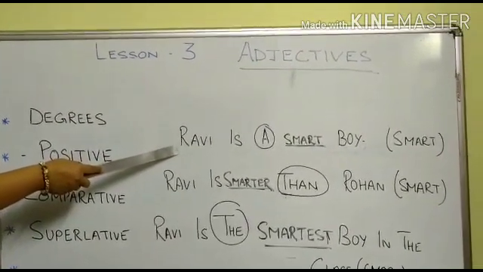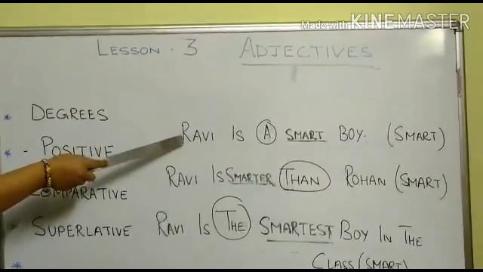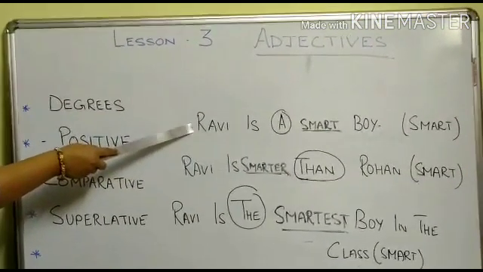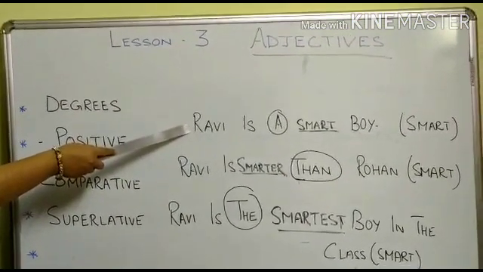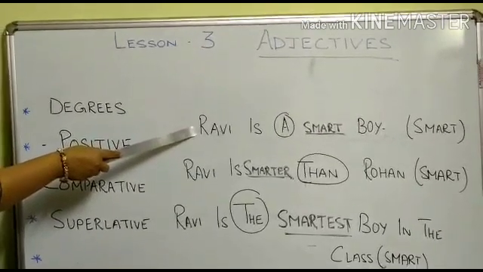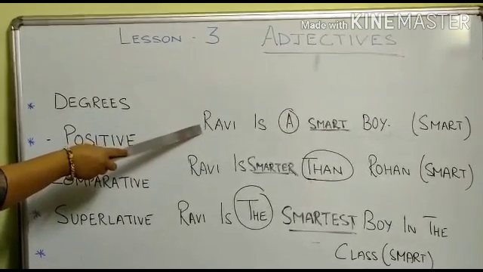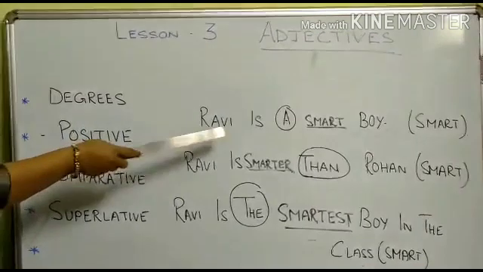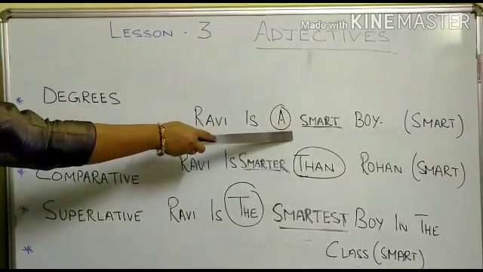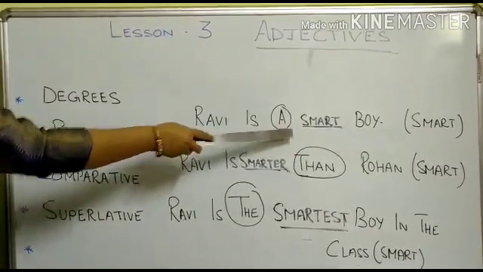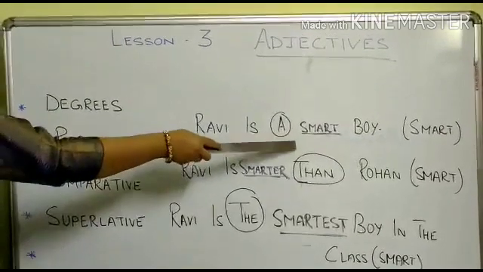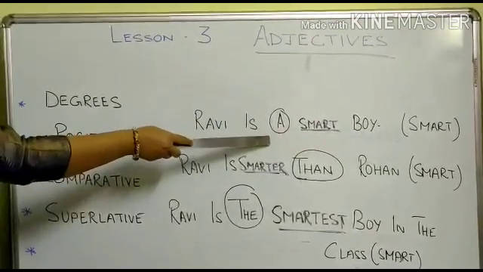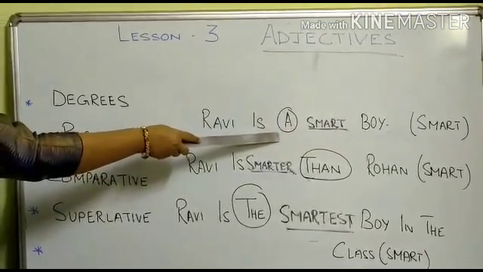I am explaining once again. If in the sentence there is no comparison, that is, nothing is compared between two things or a group, then we will use the positive degree, that is, we will put the same word which is given in the bracket. So it is Ravi is a smart boy, and you will find that generally "a" is there before the blank.